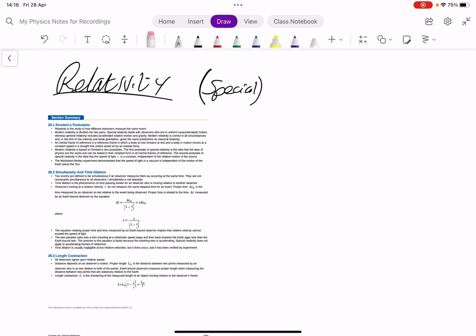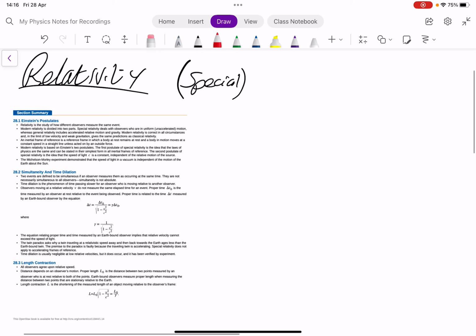Okay, the second thing that happens when you're watching an object move is what we call length contraction. Again, this depends on the gamma value, but this time we take the proper length, L0, which is the length an object would be if you measured it while you were stood next to it. In other words, while you're stationary.